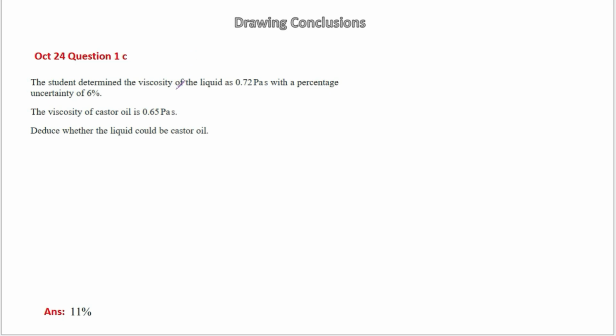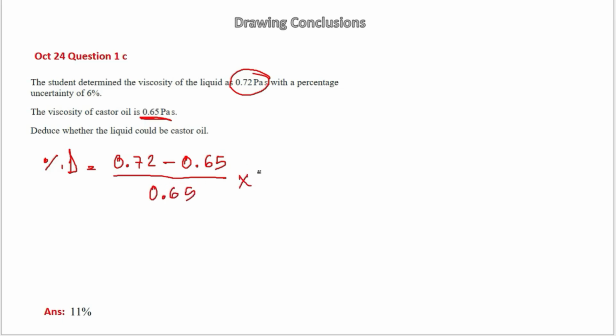So you need to find out how different your value, your experimental or calculated value, is from the reference value, that is of castor oil, right? So percentage difference equals 0.72 minus 0.65. Since we need to check how far off my value is from castor oil, you divide by the value of castor oil, 0.65, times 100%, and the value that you get is 11%. Step 1 is done.